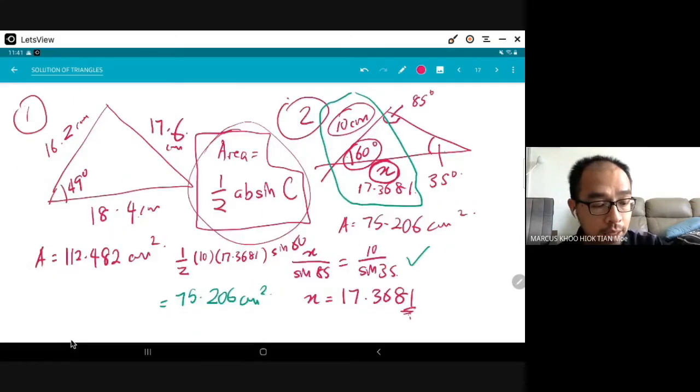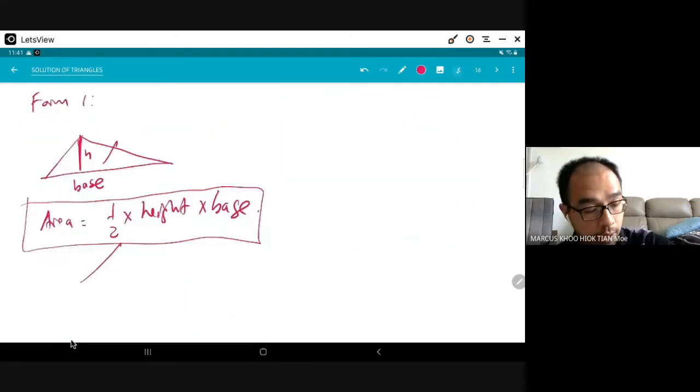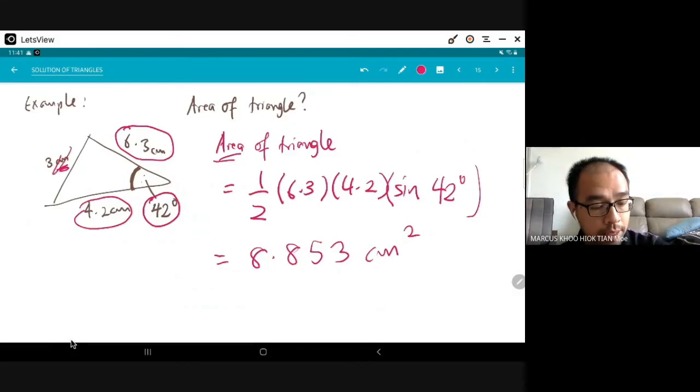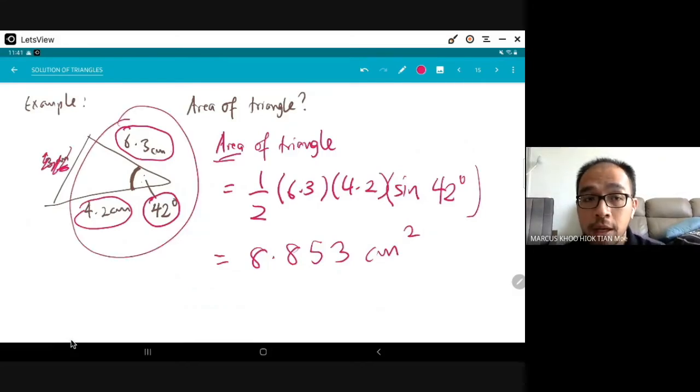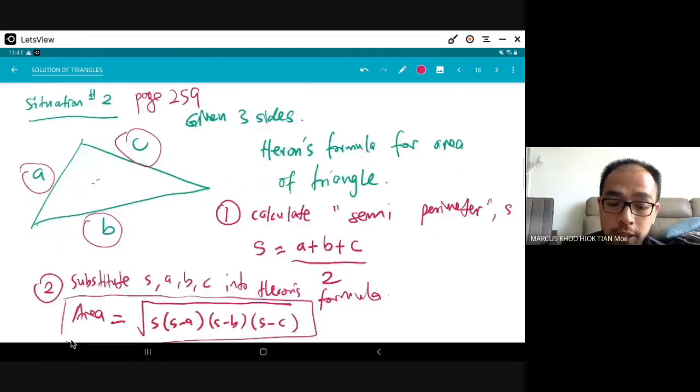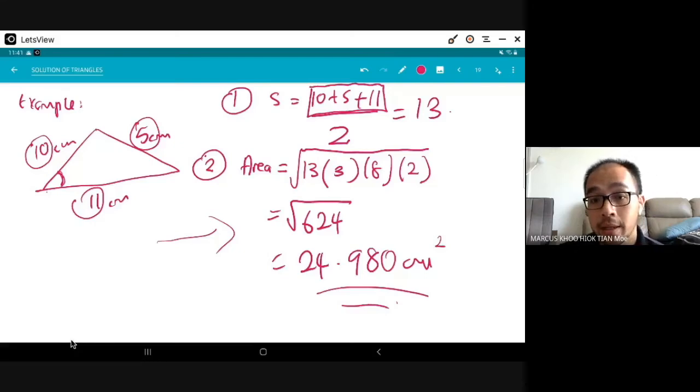If this is the situation I give, okay, let's say I don't give you this, I only give you these two, then you have to use the original area of triangle formula, half AB sine C. But if I give you 3 sides, I don't give you the angle, don't make your life difficult. Use Heron's formula. Okay, very simple.